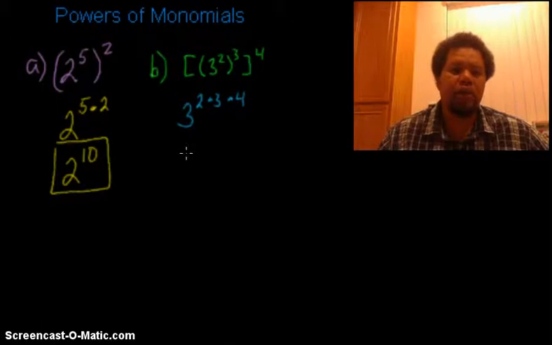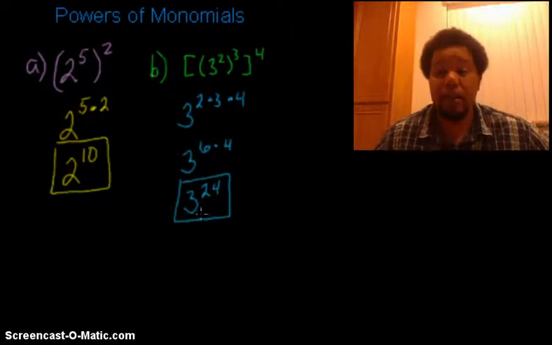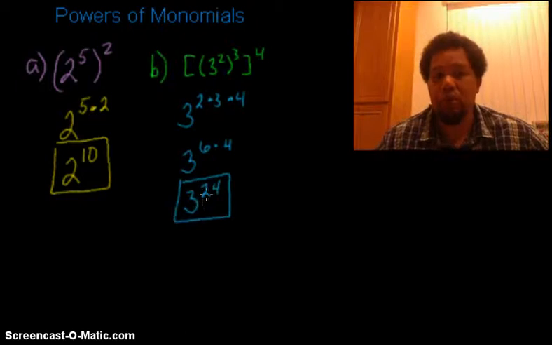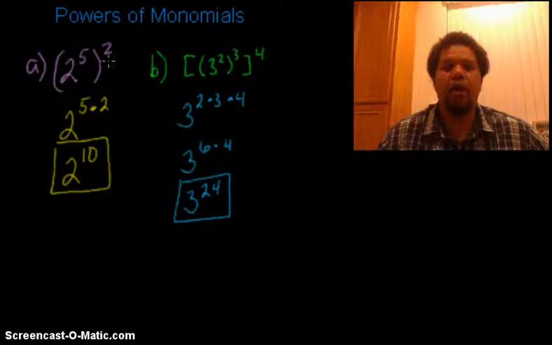So that's going to give us a base of 3. And then 2 times 3 is 6. So we go 6 times 4, which is 24. So again, I'm just going to leave it in the simplified form because I'm not going to multiply that all out. But that's what that looks like. And that's a power of a power.